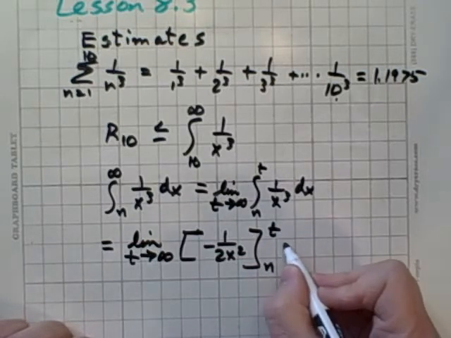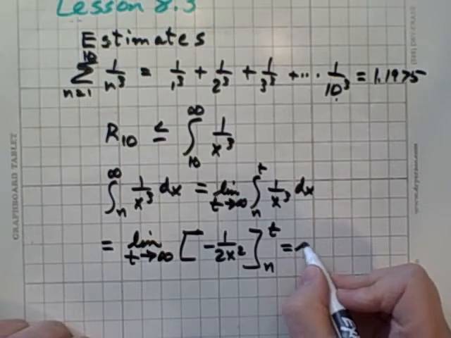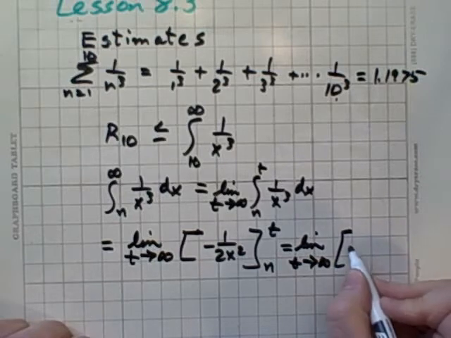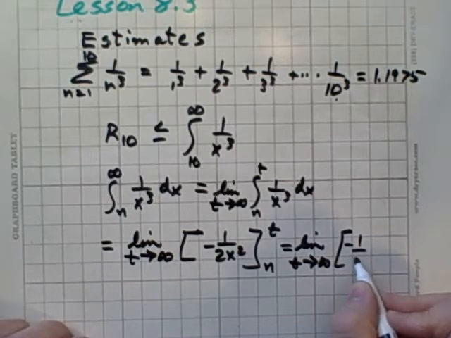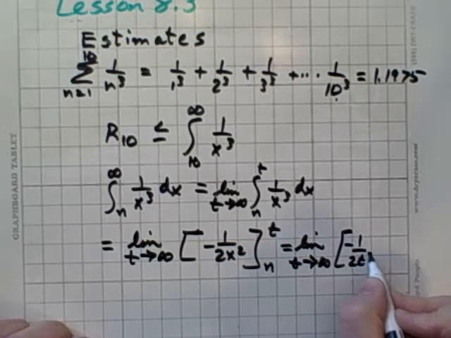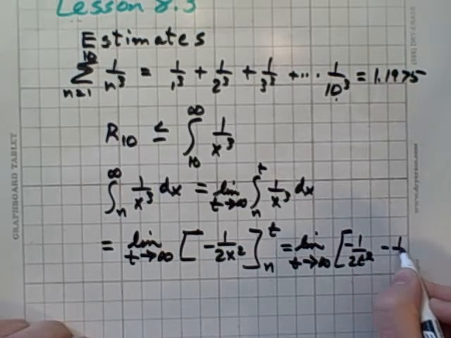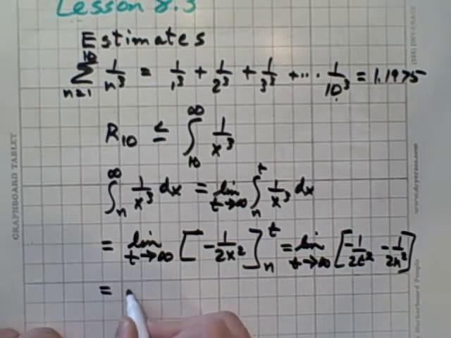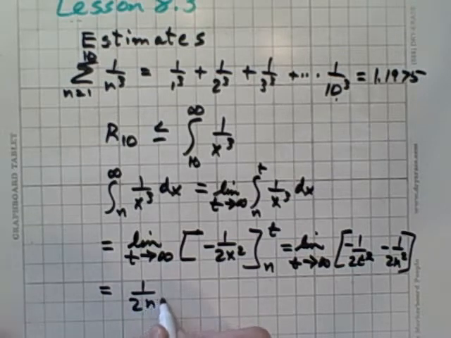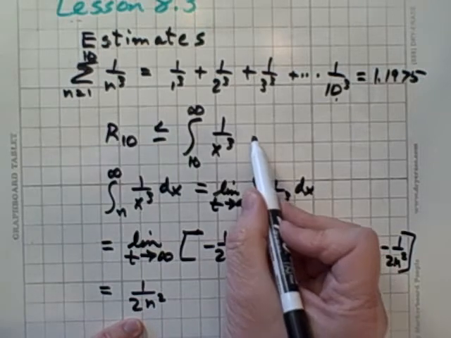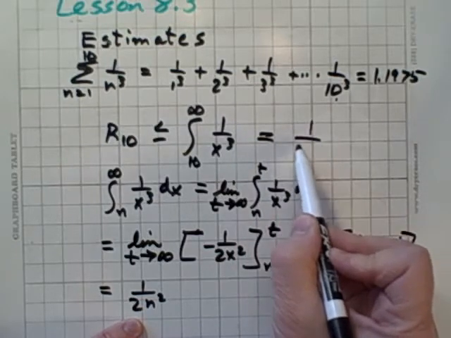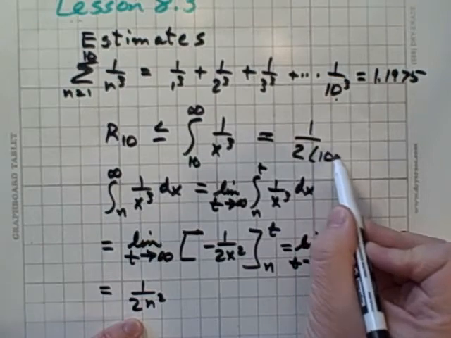We can do the substitutions, and when we do so, the limit as t heads toward infinity of 1 over 2t squared minus 1 over 2n squared ends up heading toward 1 over 2n squared. And if we make the substitution back up here, that would then come out to be 1 over 2 times 10 squared.